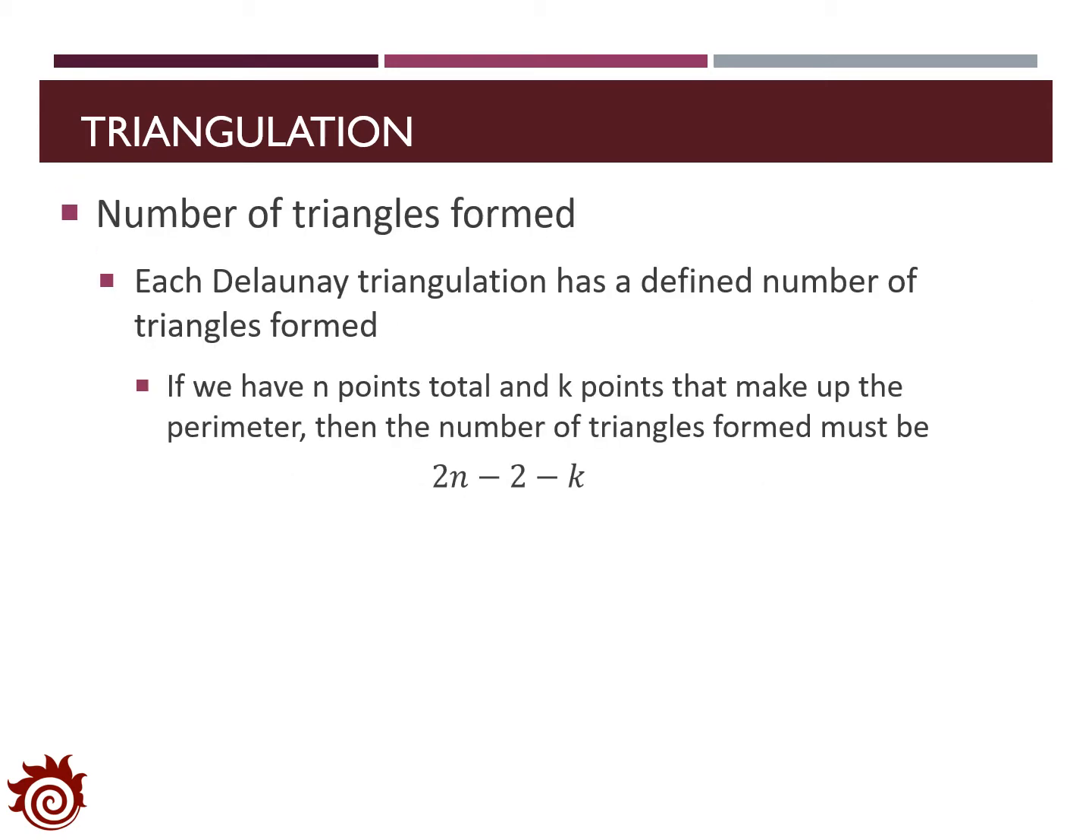In the Delaunay triangulation, we can estimate the number of the triangles formed based on the total number of the points n and the number of the points in the perimeter. If we are given the two numbers n and k, then the total number of the triangles formed must be 2n minus 2 minus k.